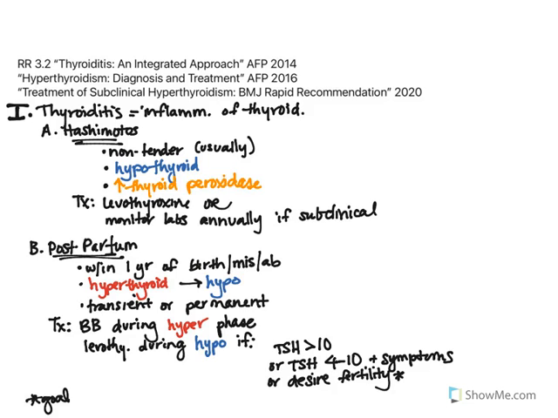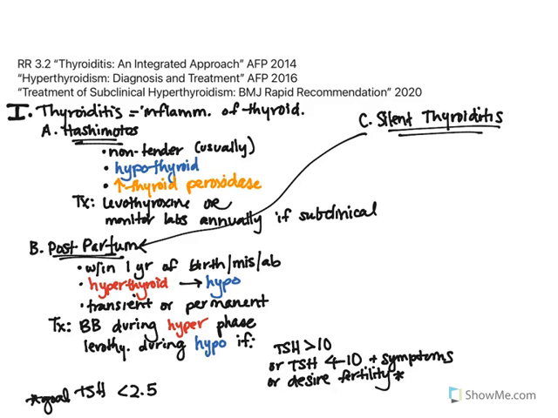I think this is highly testable, but the goal TSH for women with any type of hypothyroidism who are desiring fertility is less than 2.5. Let's quickly talk about silent thyroiditis. For all intents and purposes, it's the same as postpartum thyroiditis, but there was no pregnancy.